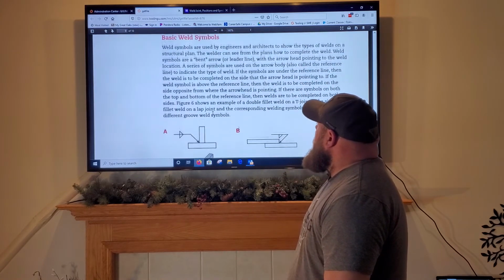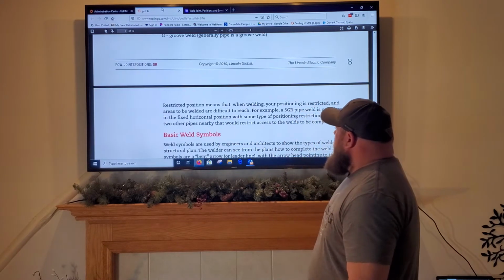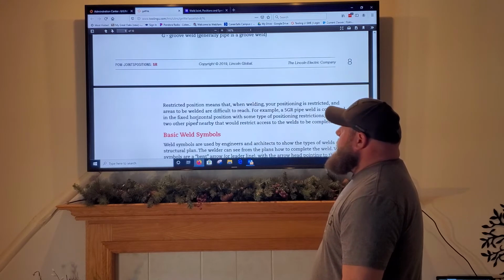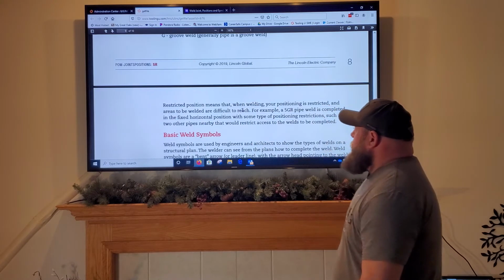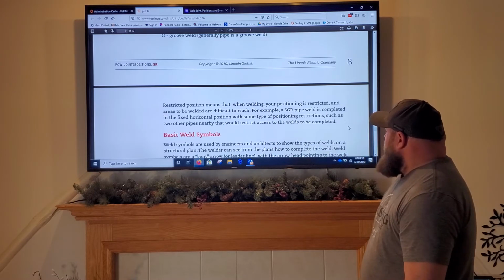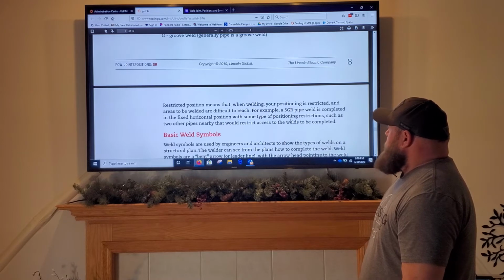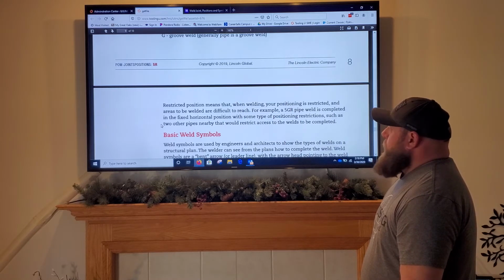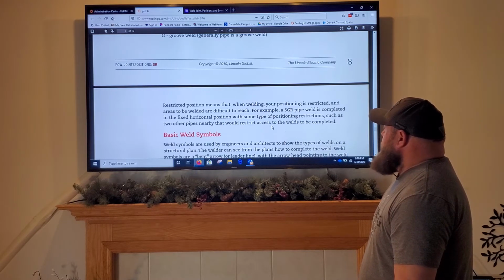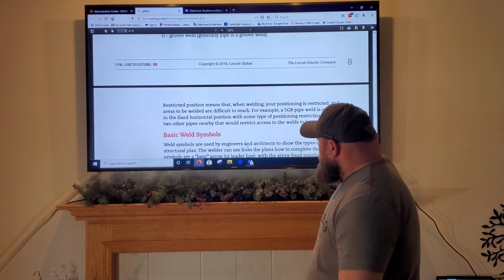So restricted positions mean that when welding, your position is restricted and areas to be welded are difficult to reach. For example, a 5GR pipe weld is completed in the fixed horizontal position with some type of position restrictions, such as two other pipes nearby that would restrict access to the welds to be completed.